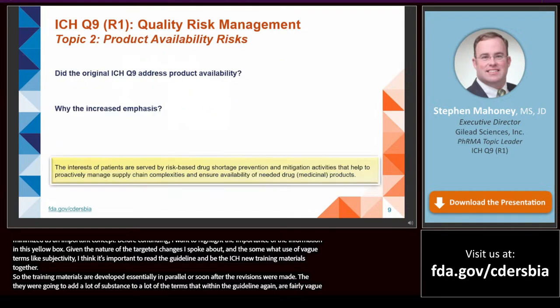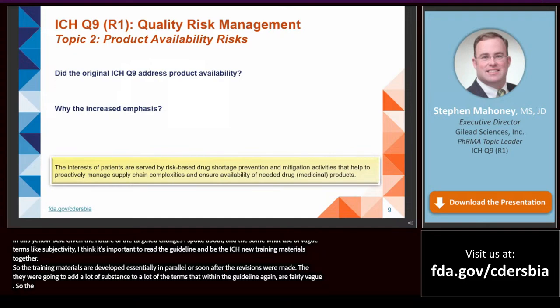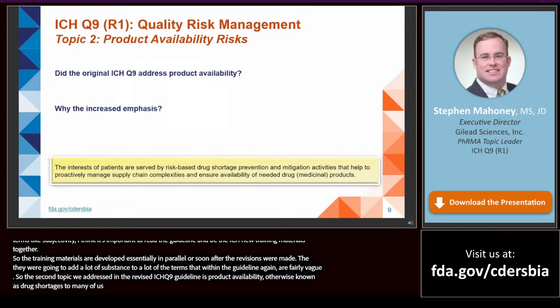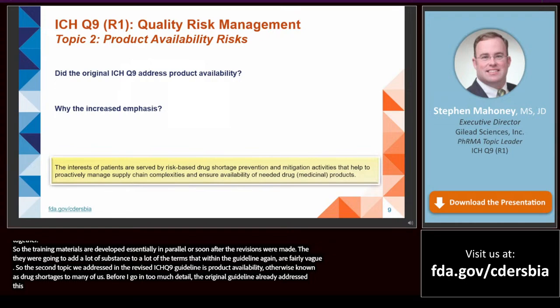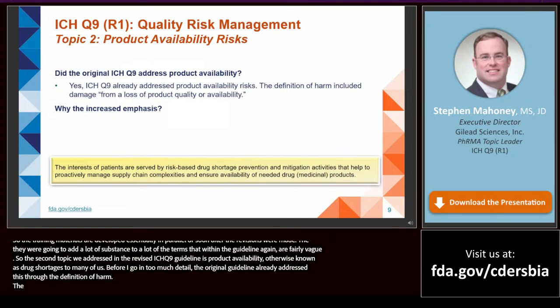So the second topic we addressed in the revised ICH Q9 guideline involves product availability, otherwise known as drug shortages to many of us. But before I go into too much detail, I wanted to flag for everyone that the original guideline already addressed product availability risks through its definition of harm. The definition of harm was, quote, included damage from a loss of product quality or availability. So the idea and the concept is already there.